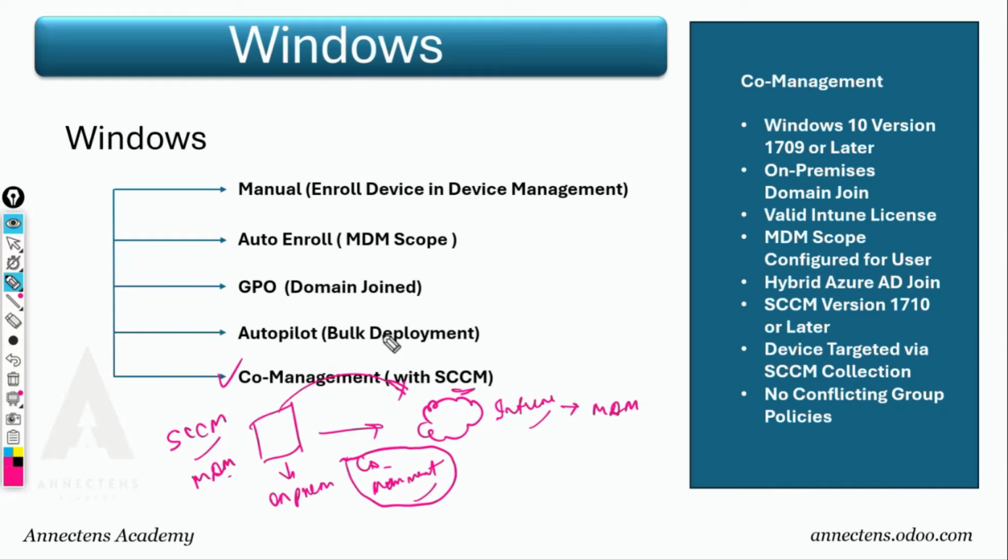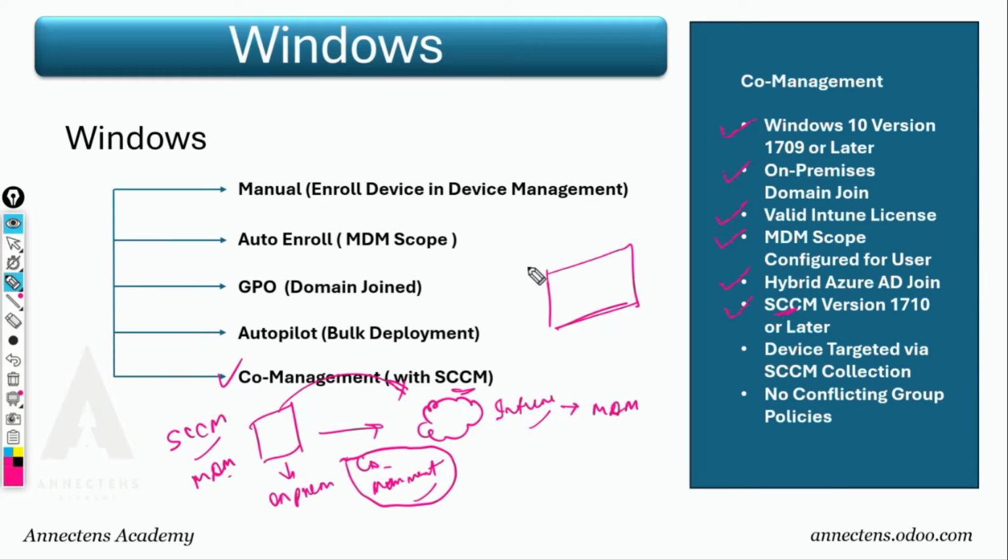Okay, so for co-management, you require a Windows 10 version which is 1709 or later. You require an on-premise domain joined device through which we can set this up. We require a valid Intune license. We require an MDM scope to be configured for users. We require a hybrid AD join as well, and we require SCCM version 1710 or later. Okay, SCCM, I'm talking about the console through which you are managing your devices.